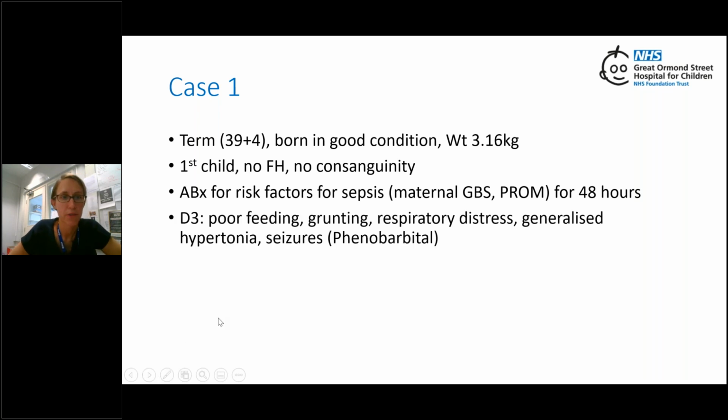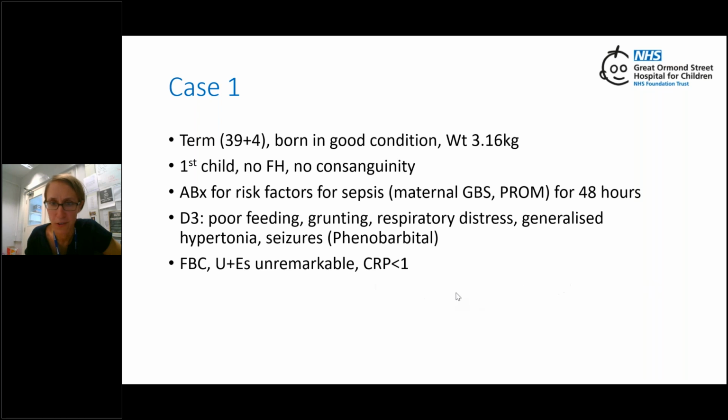And on day 3, he presented with poor feeding, grunting, respiratory distress. I just have the GoToMeeting box all over my slides, so I can't actually see my whole screen.